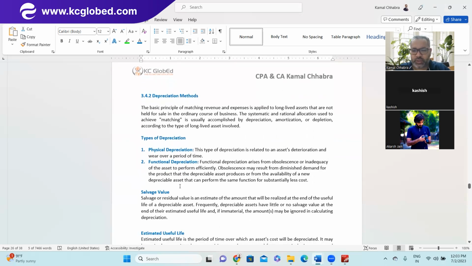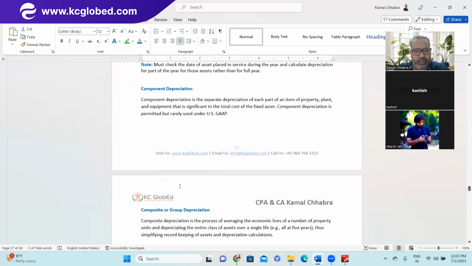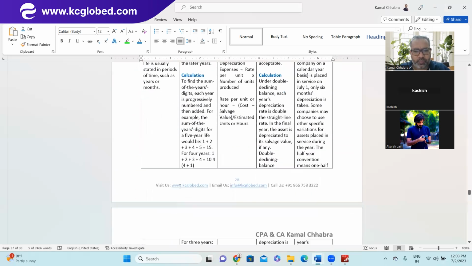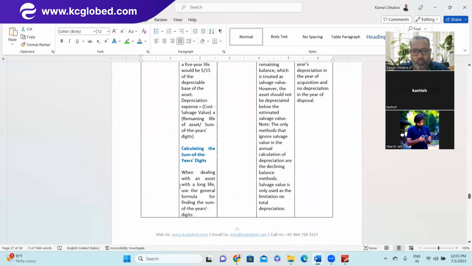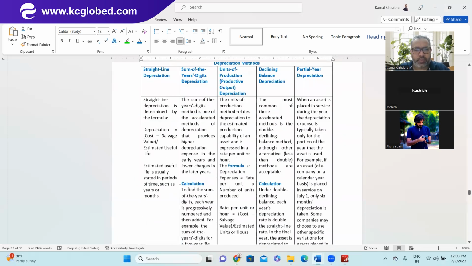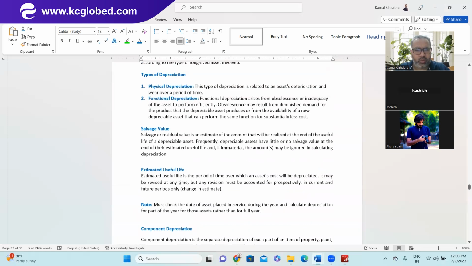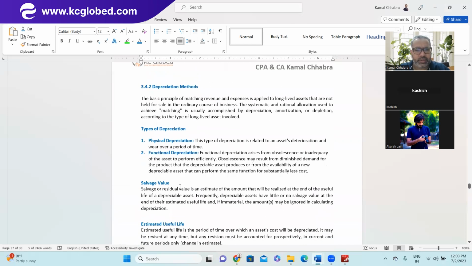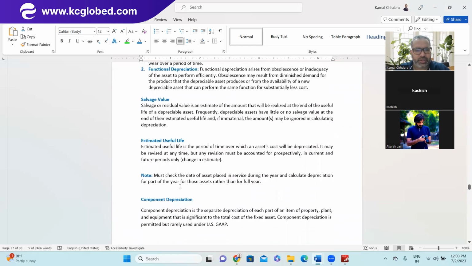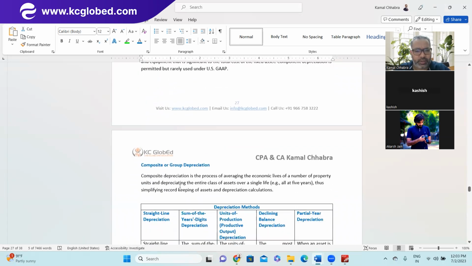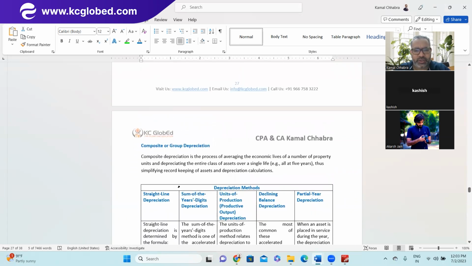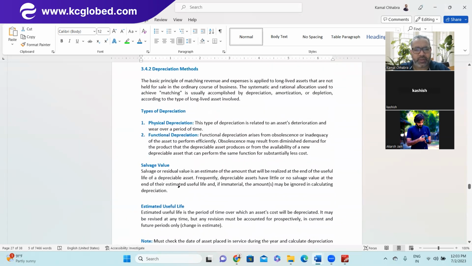Okay, so next one is depreciation. It's a bigger topic. We can start. We can do this one page. Let's go through the depreciation method, type of depreciation, and basic concept. And then maybe the methods of depreciation we'll cover after the break.